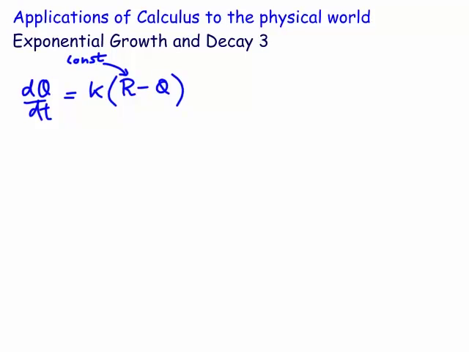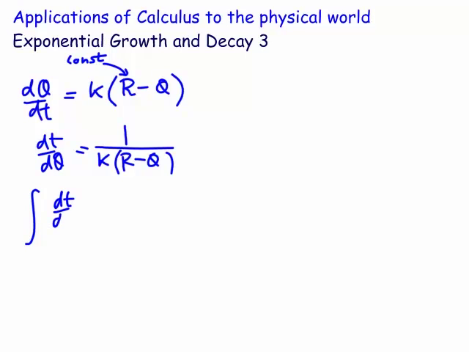First of all, we take reciprocals of both sides. dt/dq equals 1 over k(r minus q), where r is the constant and q is the quantity present at a particular time. You can see here we'd have to integrate with respect to q. So the integral of dt/dq with respect to q is equal to the integral of 1 on k(r minus q) dq. So we need to try and do these integrals.